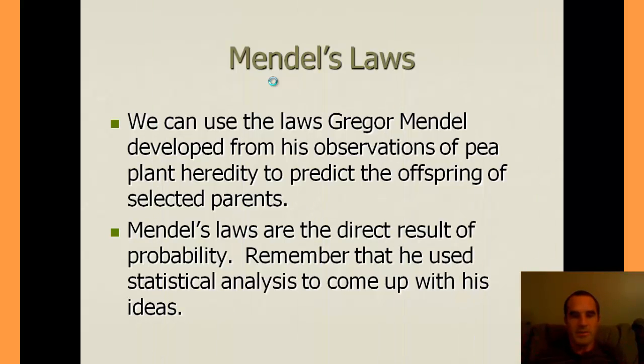So Gregor Mendel, we said, did the observations of pea plants, and he was a mathematician. So his laws are a direct result of probability, and he used statistics to come up with his ideas. That's how he was able to look at and group and say 1 out of 4 plants would be tall, or 3 out of 4 plants would be short, and that sort of thing.